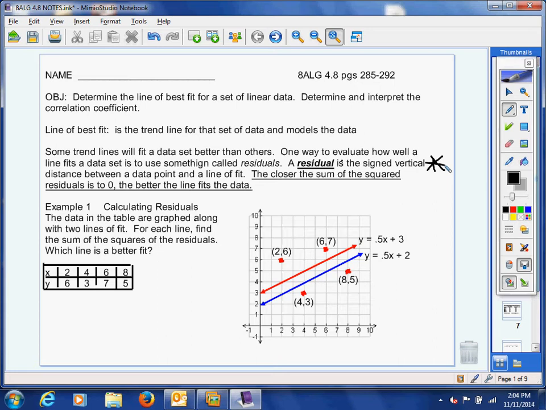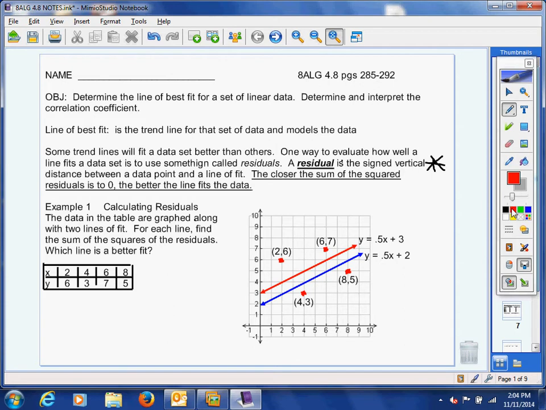Okay? I'm going to show you exactly what that looks like in example 1. We're going to calculate residuals, and the data in the table are graphed along with 2 lines of fit. For each line, we're going to find the sum of the squares of the residuals, and then determine which line is the better fit. So that's our goal for today. Because that first line is in red, I'm going to write everything in red. I'm going to color code it, and then I'll go back and we'll calculate the residuals in blue, okay? So hopefully that makes sense.